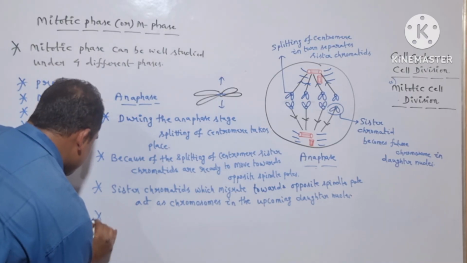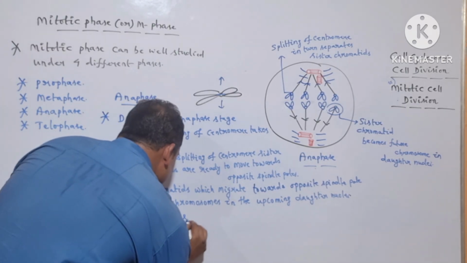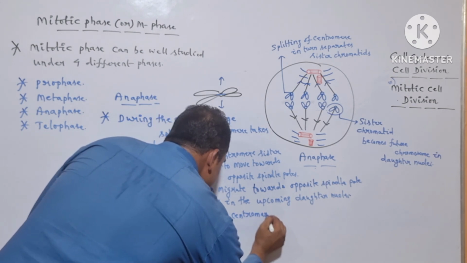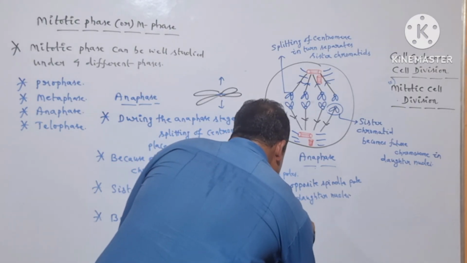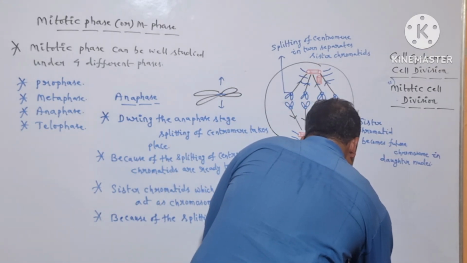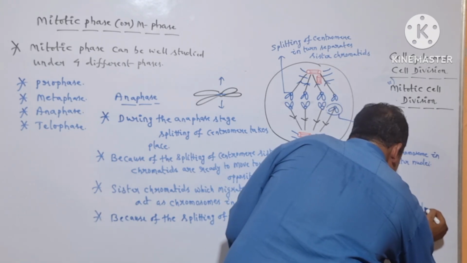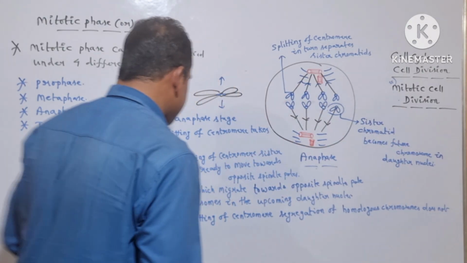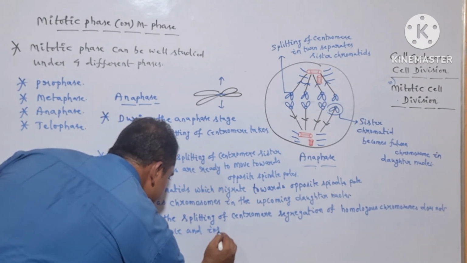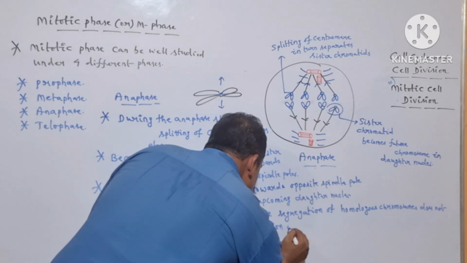So let me write it here. Because of the splitting of the centromere, segregation of homologous chromosomes does not take place, and instead separation of sister chromatids occurs.